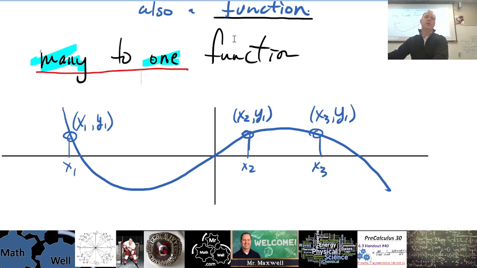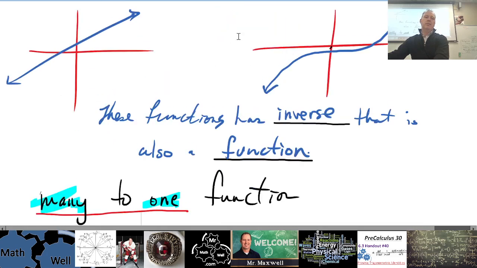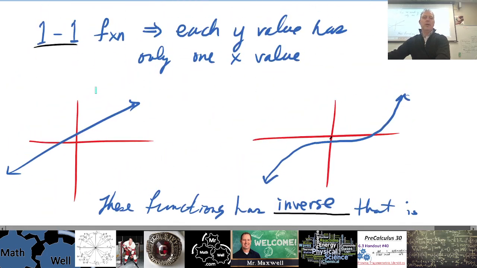So one-to-one functions are functions like this, where each y value has only one x value. And you're like, I thought that was what a function was. No, a function is every x value has only one y value. But in a one-to-one function, each y value also only has one x value. And these would be examples of one-to-one.